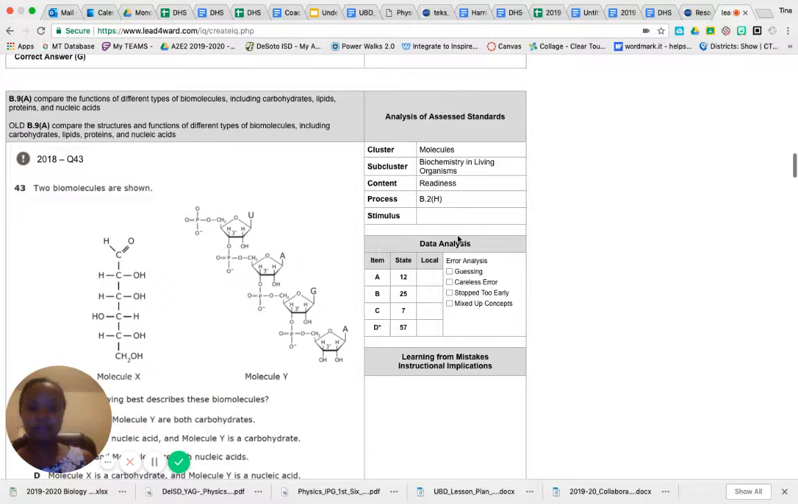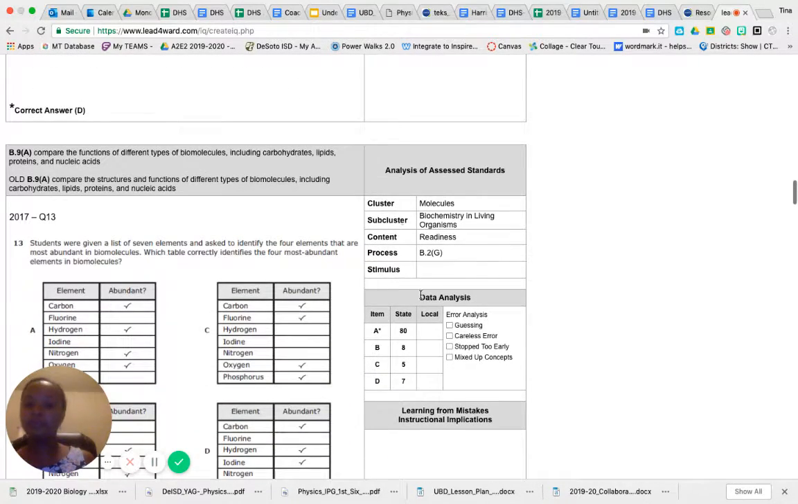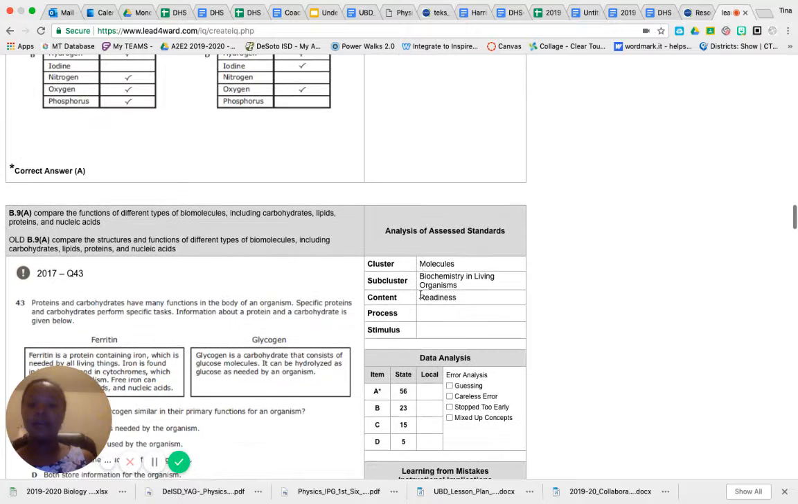So both of the first two have a processing standard. Oh, there's another one with a processing standard. And there, nope. I was going to say another one. So far, 3 out of 4 of the questions not only had a regular SE, but it also tested a processing standard.